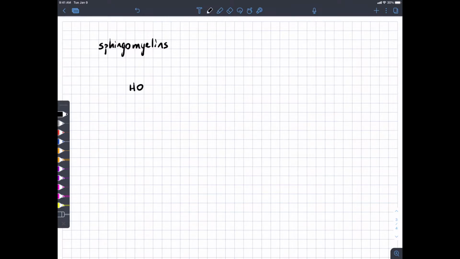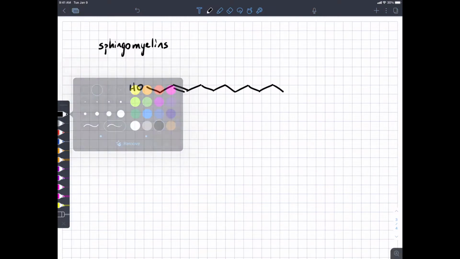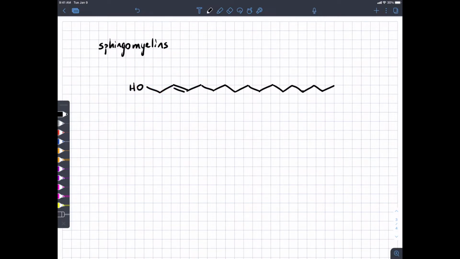Sphingosine is an amine diol that looks like this. Do you need to memorize the structure? No. Do you need to understand why it can form, why it's comfortable in a membrane? Sure. Let's see. 2, 4, 6, 8, 10, 12, 13. Okay, so like this, the molecule would be called sphingosine.